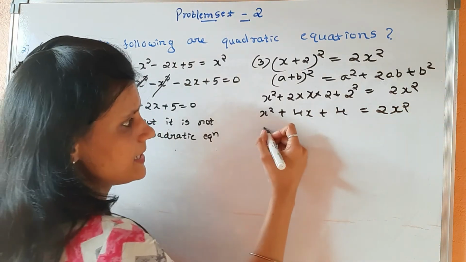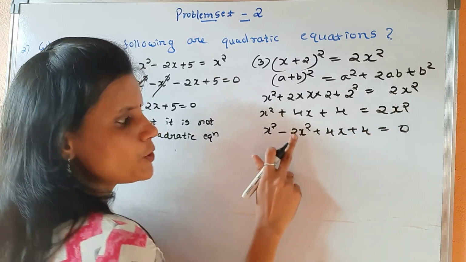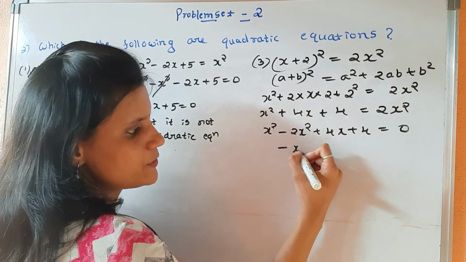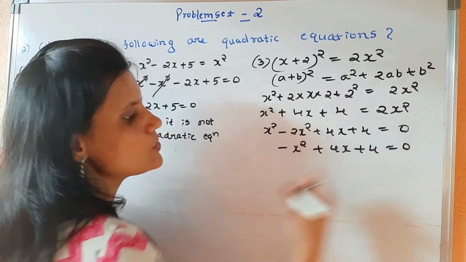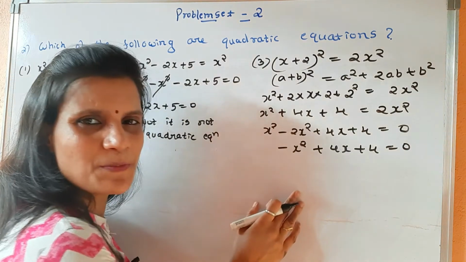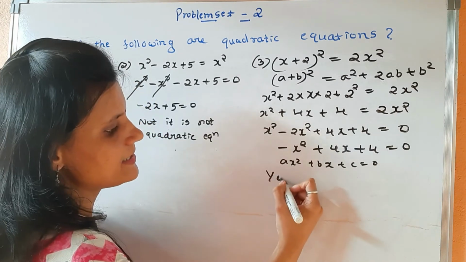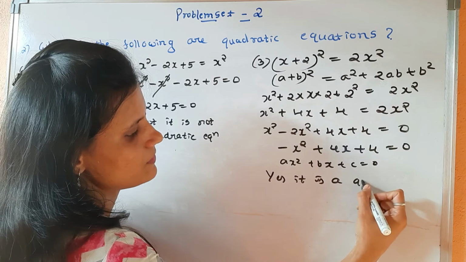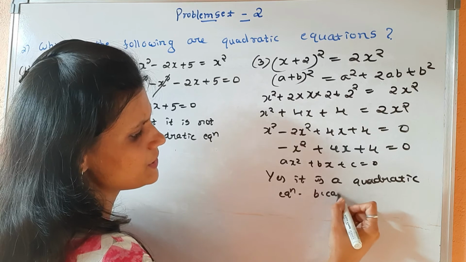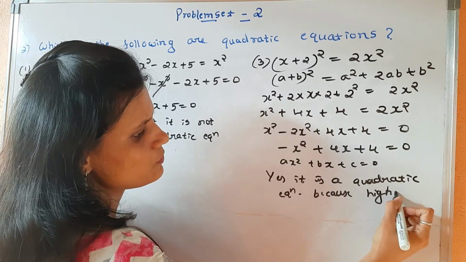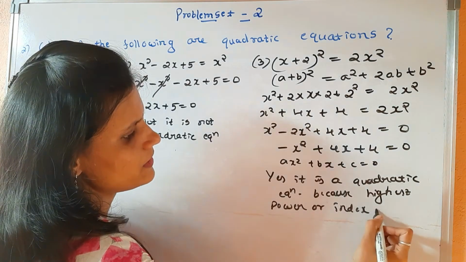Bring 2x² this side. x² - 2x² + 4x + 4 is equal to 0. 2x², x². So you are getting -x², because the bigger number's sign, right? Plus 4x + 4 is equal to 0. Students, is it of the form ax² + bx + c is equal to 0? Yes. You will write yes, it is a quadratic equation. Same reason you can write, because highest power or index is 2.